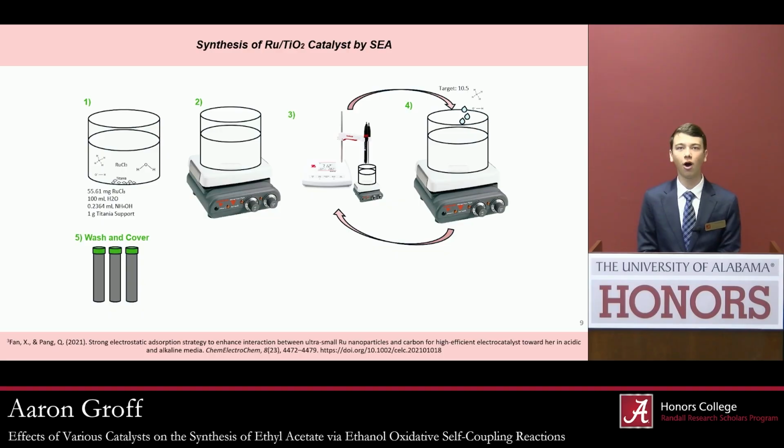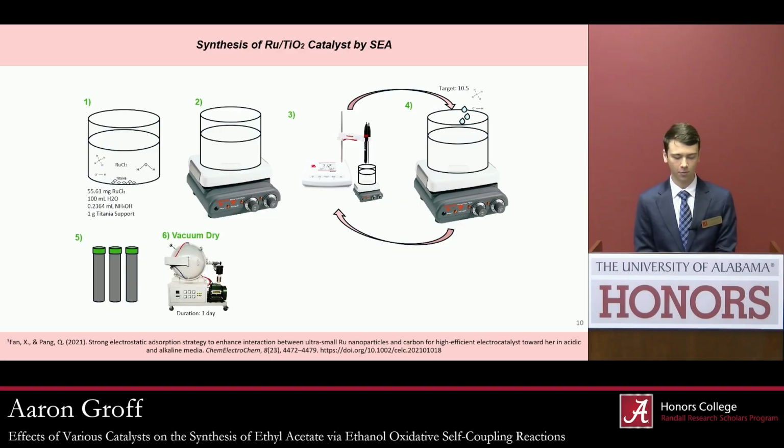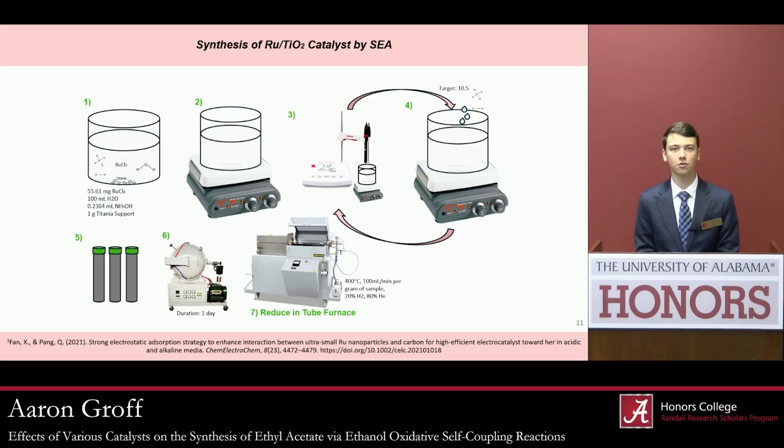Next, we're going to wash and cover our samples, and then we are going to vacuum dry them for 1 day. This is going to get them dry so that we can then reduce them in a tube furnace. This is done at elevated temperature, 400 degrees Celsius, flowing a partial hydrogen environment over it. And basically what this is doing is it's preparing our catalyst so that we can use it in our reactions.